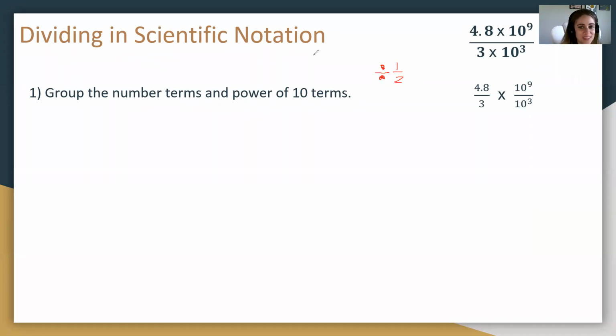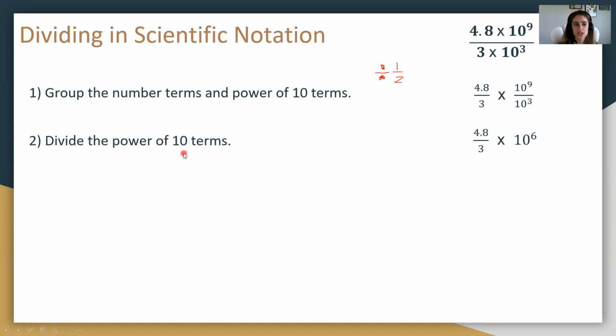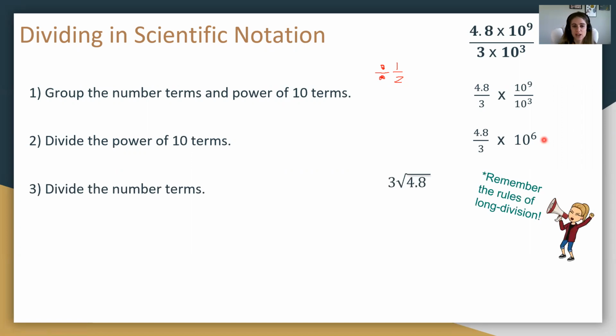All right, let's go back to the problem. So now that they're grouped, just like before, we want to simplify our power of 10 terms first. So here, if we think back to our rules of exponents, when you are dividing powers that have like bases, these both have a base of 10, check. We subtract our exponents. So 9 minus 3 is 6. All right, let's divide those number terms.